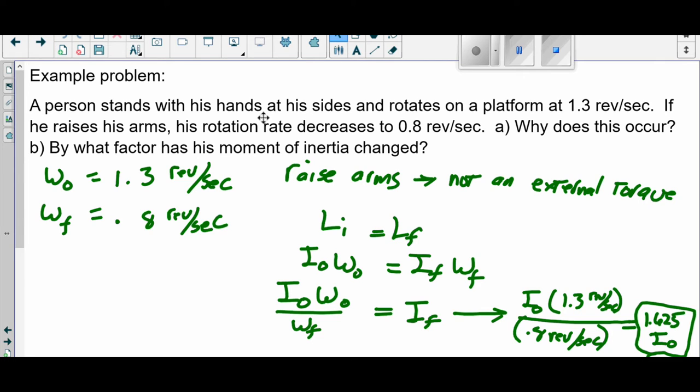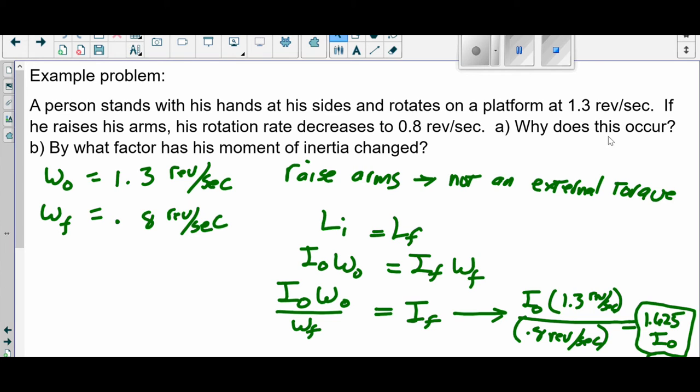It says a person stands with his hands at his sides and rotates on a platform at 1.3 revolutions per second. If he raises his arms, his rotation rate decreases to 0.8 revolutions per second. Why does this occur? And by what factor has his moment of inertia changed?